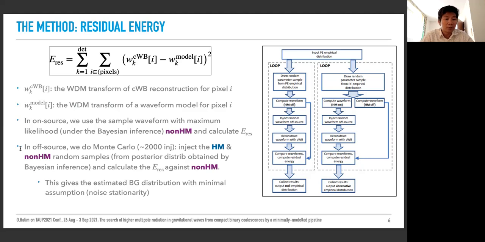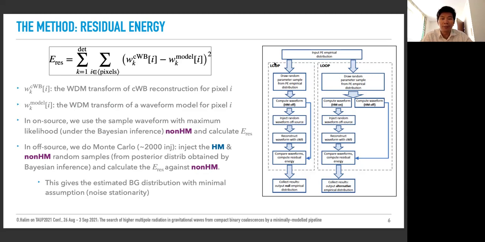And in the off-source data, we do the Monte Carlo of 2000 injections, and we inject the higher mode and non-higher mode random samples from the posterior distribution obtained by Bayesian inference. And we calculate the residual energy against only the non-HM, which gives us the estimated background distribution with minimal assumption, which means noise is expected to be stationary.